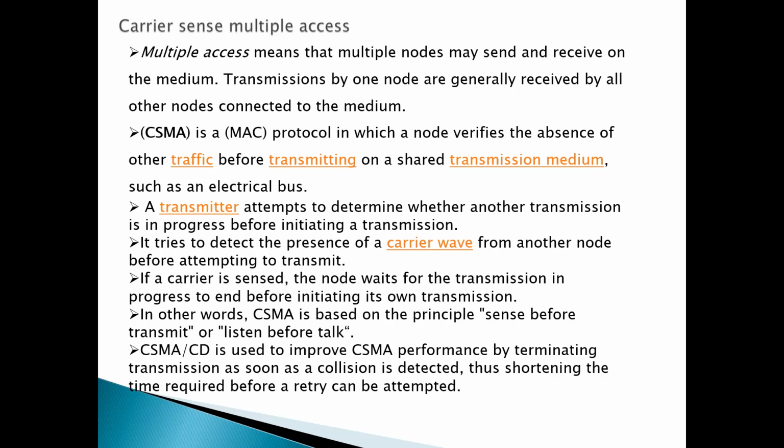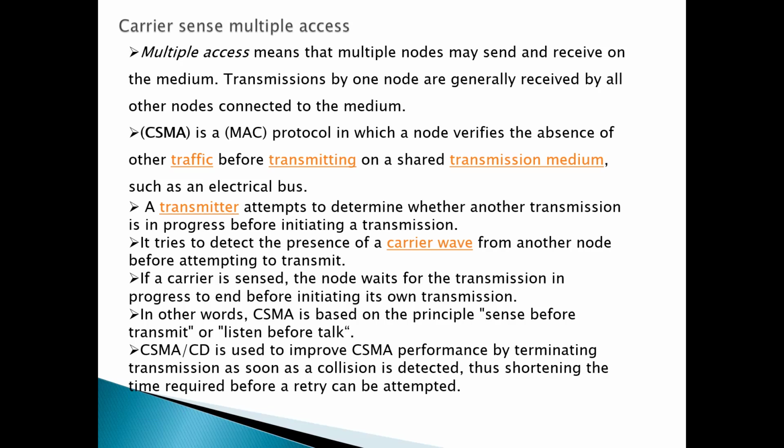So multiple access means that multiple nodes may send and receive on the medium. Transmissions by one node are generally received by all other nodes connected to the medium. That means if one computer sends data, others will receive, but they will not copy until their address matches.